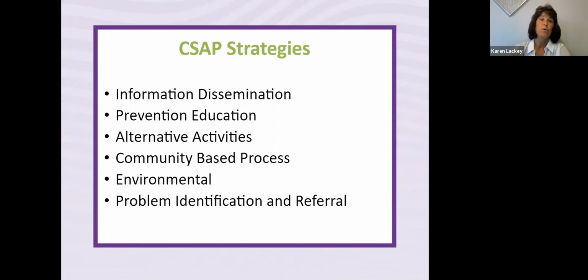As you'll see, a comprehensive approach includes all 6 CSAP strategies: information dissemination, prevention education, alternative activities, community-based process, environmental, and problem identification and referral. What we found is often problem identification and referral is overlooked. It's assumed it doesn't fit into prevention because it sounds a little bit different. Some people are intimidated by the term problem identification as well as referral. They don't feel it's in their area of expertise. So this makes problem identification and referral one of the most underutilized CSAP strategies.